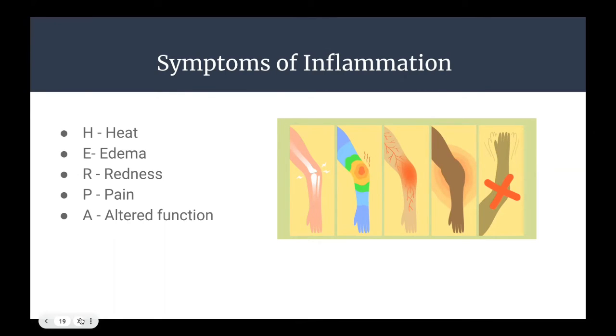R stands for redness, which is caused by damage done to the tissues. P stands for pain, and the pain comes from different aspects of inflammation, such as the prostaglandins that are being released from the junction loosening, as well as the histamines that loosen that junction. And A stands for altered function. Since that specific part of the body is injured, it obviously can't function as it normally does.